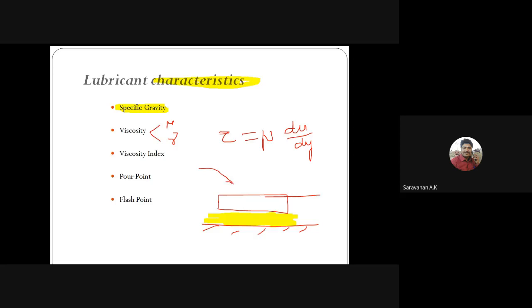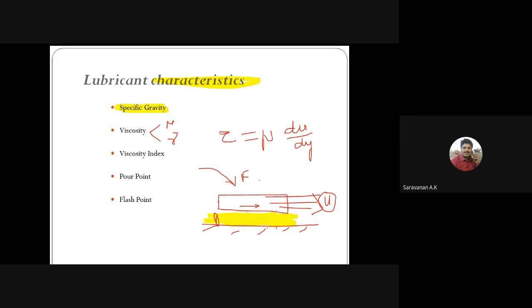we have to apply some force from the top of any one part. So it will move in this direction at a particular velocity. The lubricating film will resist the flow, so it will provide some protection between these two surfaces. Here it will reduce the noise and the vibration, so it moves in a smooth manner.